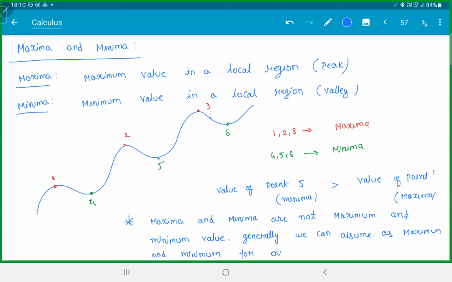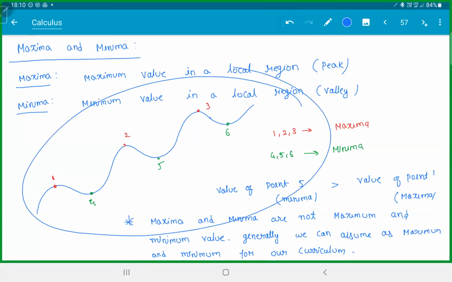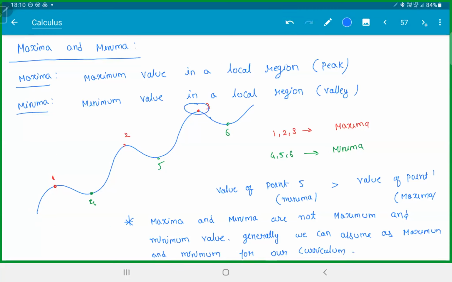For our current curriculum, we will not go too deep into that. That becomes more math oriented. Local region means in this surrounding. In this surrounding, there is a maximum. In this surrounding, this is the minimum. In this surrounding, this is the maximum. So local region means a small area. Don't go too far beyond. If you take the entire thing, this is not a local region. This is the overall region.